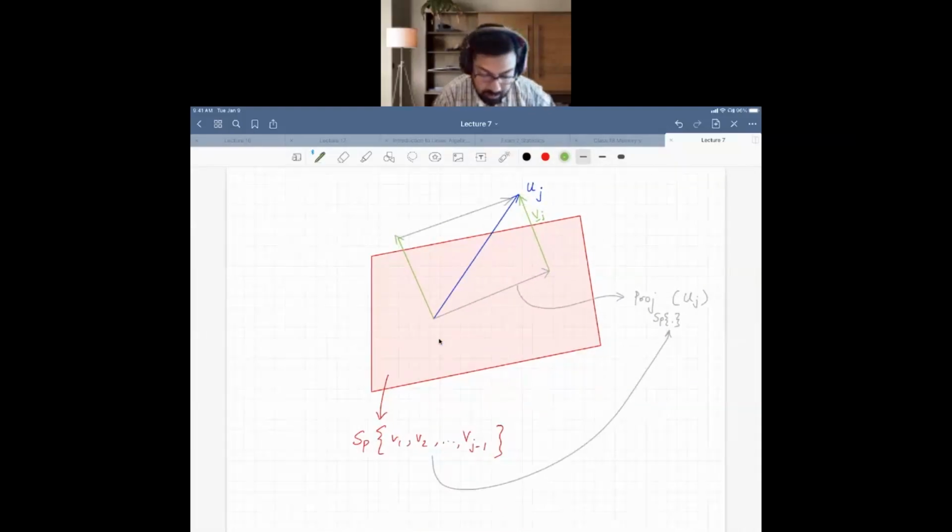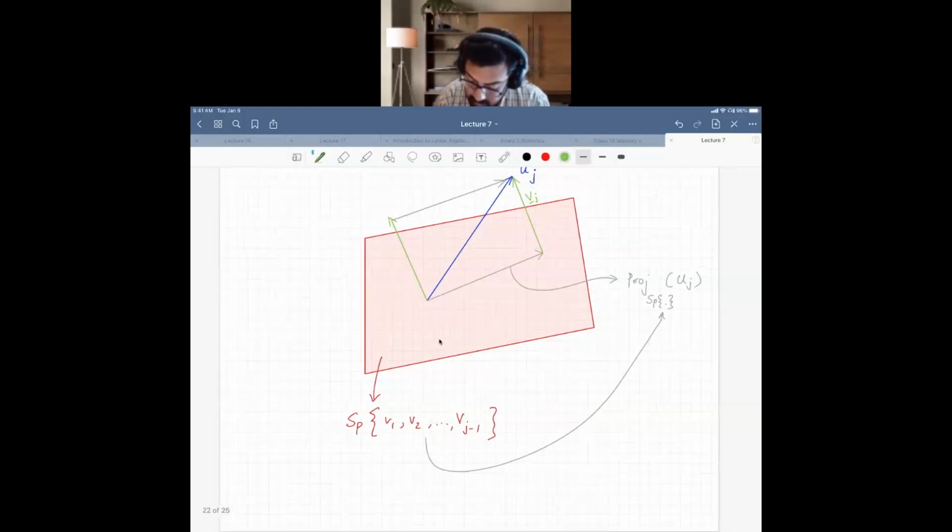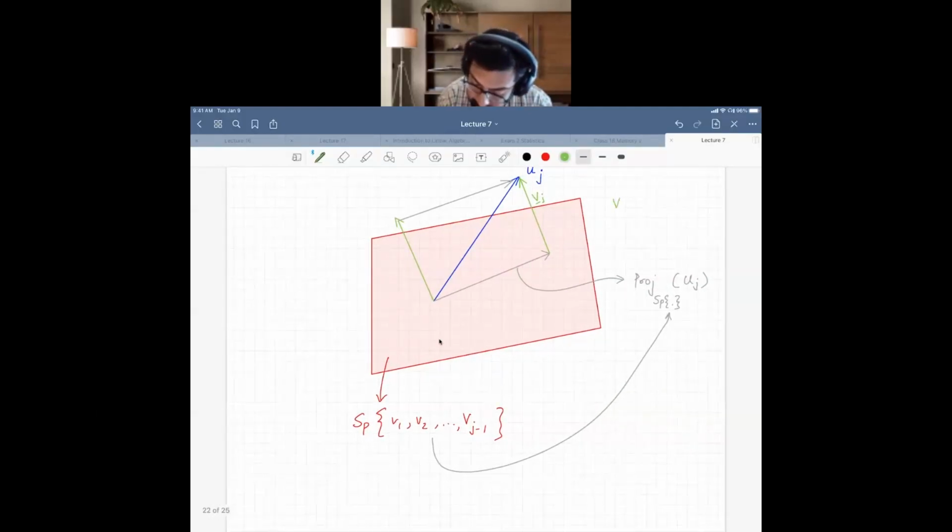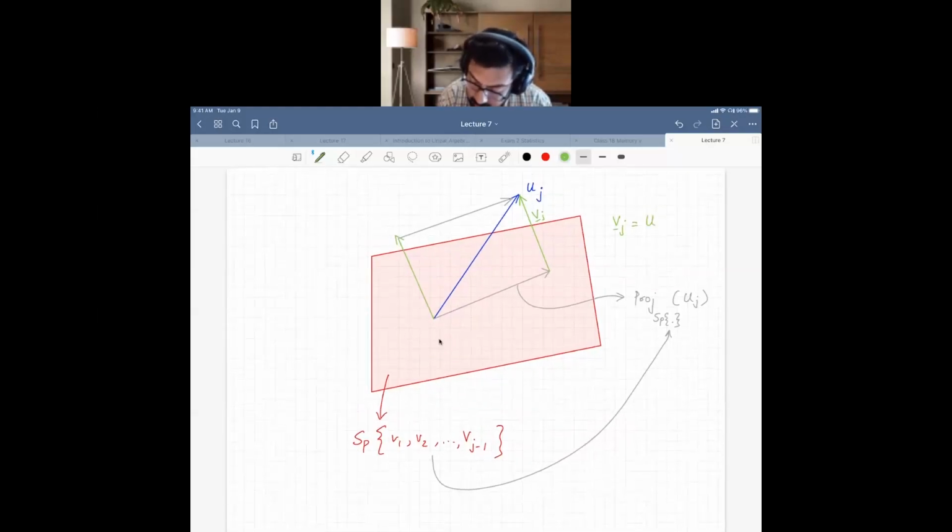Now for VJ, what do I need? VJ is simply going to be UJ minus that projection, right? So I can say VJ is going to be: start with UJ and subtract your projection of UJ onto the previously obtained span.